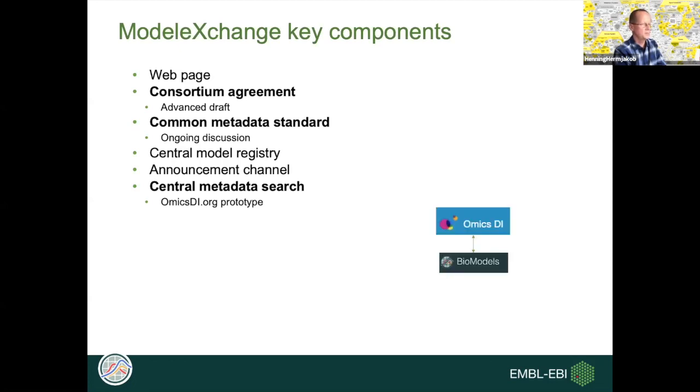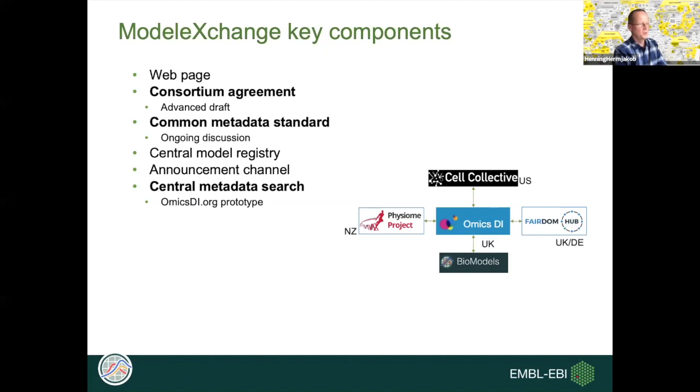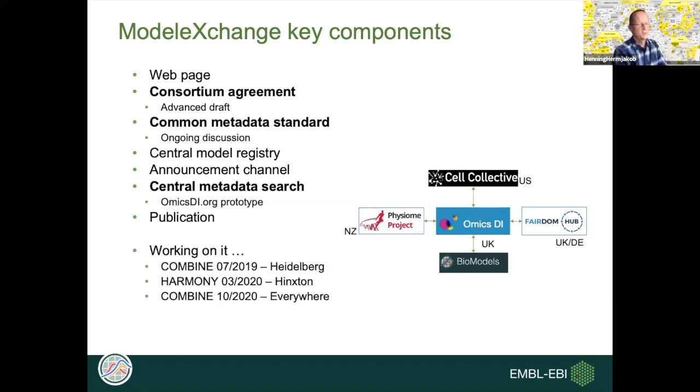And we have a current prototype based on OmicsDI, where BioModels is already included fully in OmicsDI. And on a prototype basis, we have records from Physiome, the Physiome project, Cell Collective, and FAIRDOMHub, also in the same framework, so that we have quite a spread already geographically. Physiome is based mainly in New Zealand, Cell Collective in the US, and then of course there is some heavyweight in the UK, and FAIRDOMHub, which is between the UK and Germany. And of course, we want to publish this whenever we have something to show.